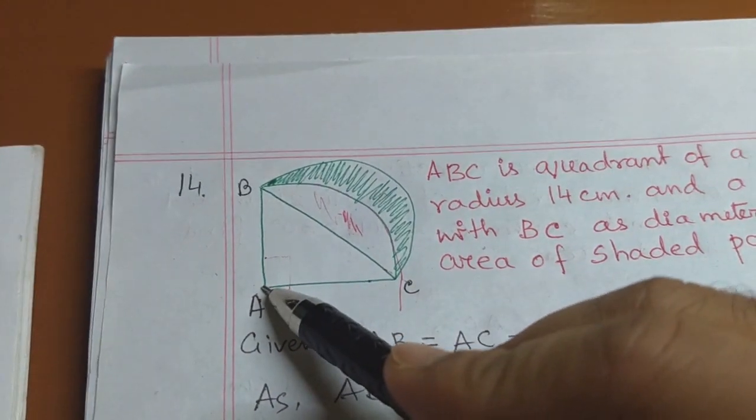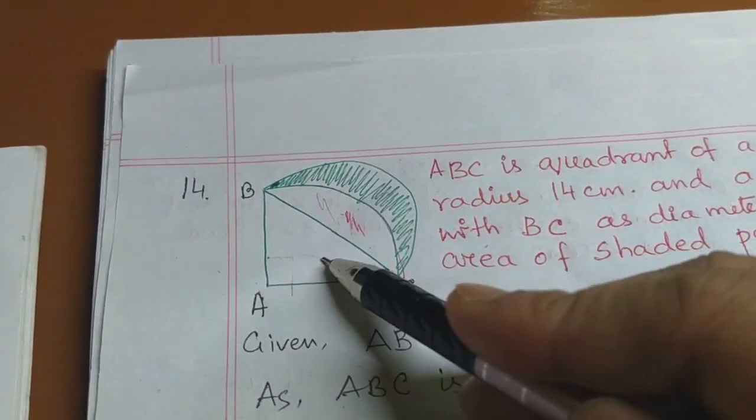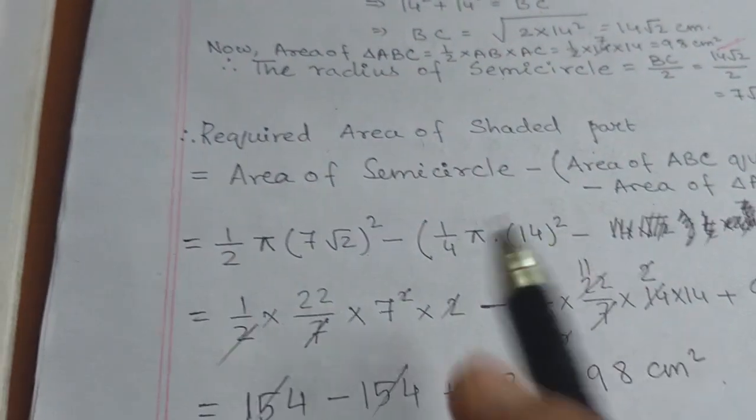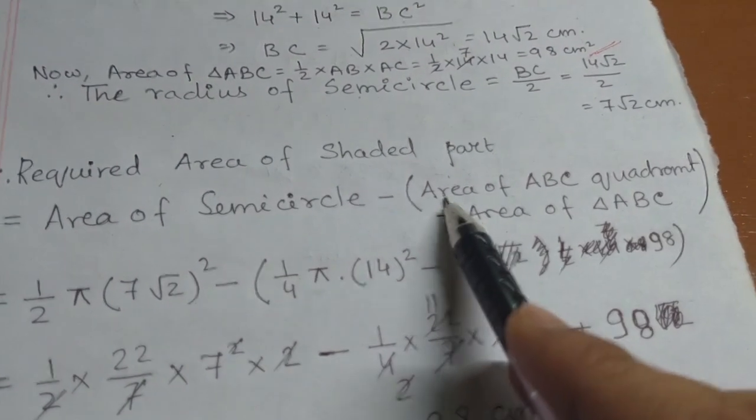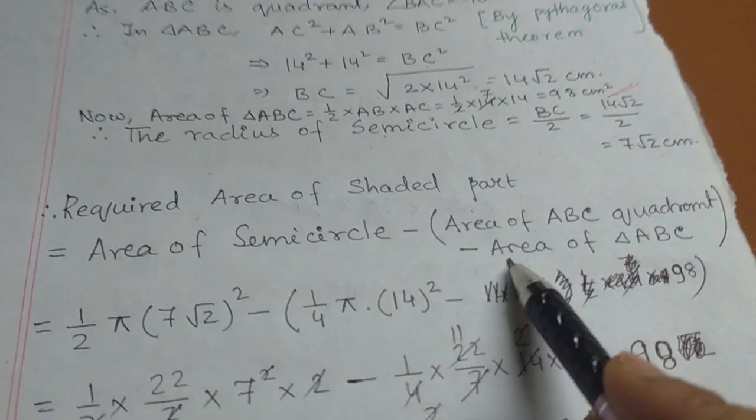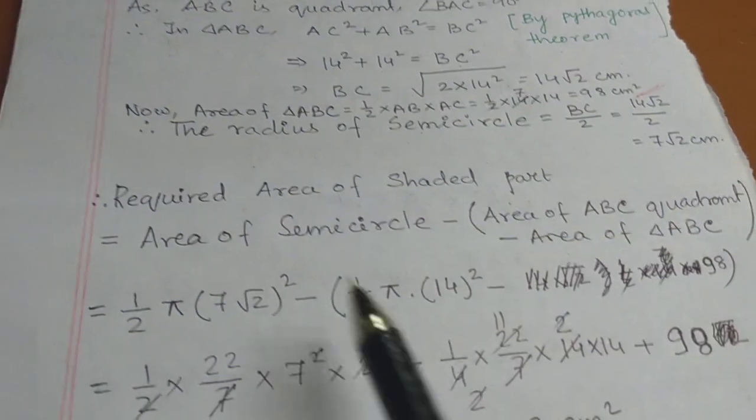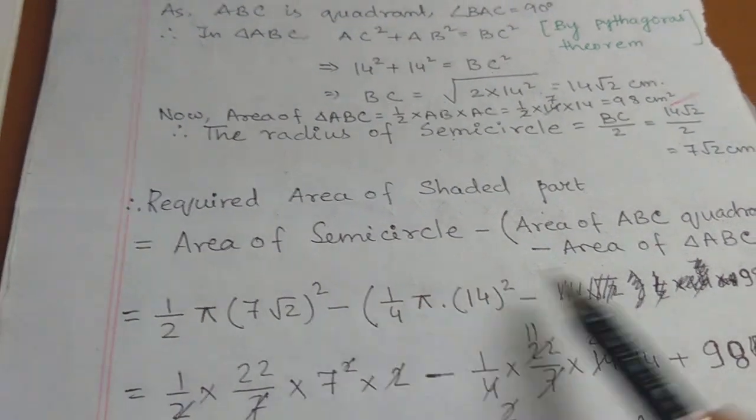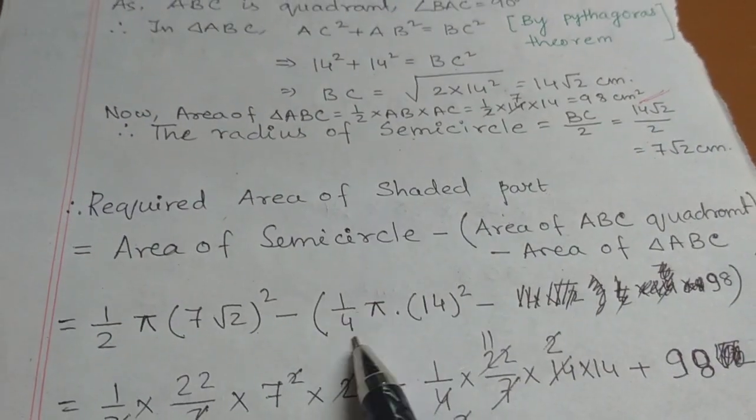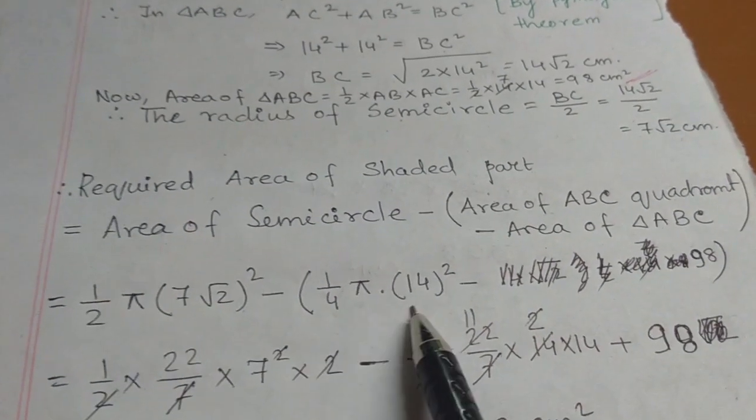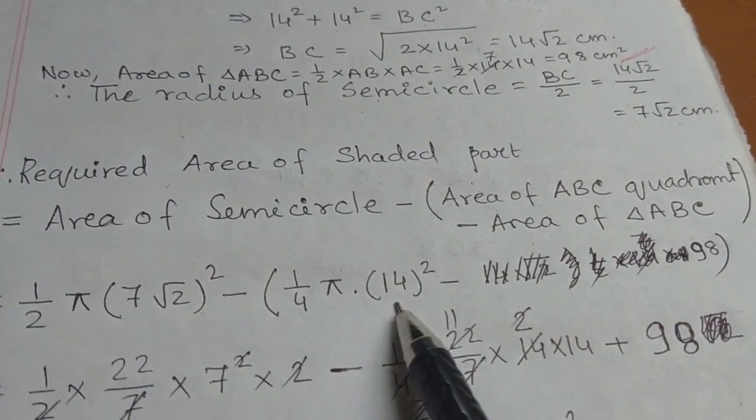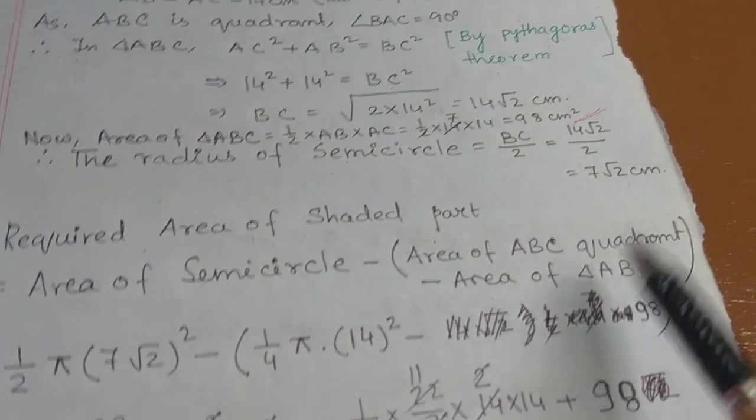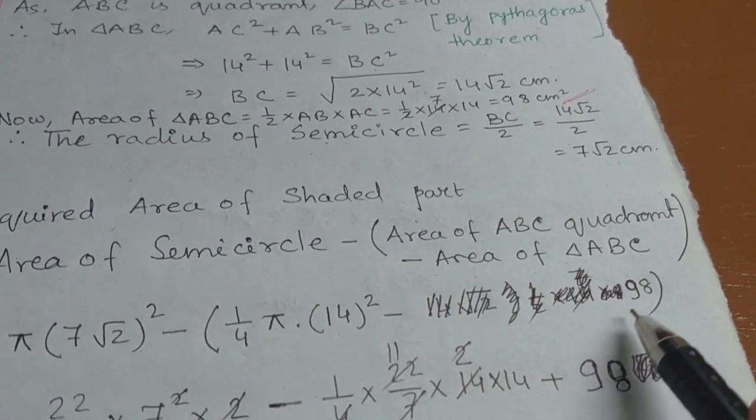If from this ABC quadrant we subtract the triangle, we'll get this area. Is it clear? So we wrote area of ABC quadrant minus area of triangle ABC. The area of the quadrant formula is 1 by 4 pi r square, where r is 14, given. Minus the area of ABC, which we got here as 98. So we wrote 98 here.